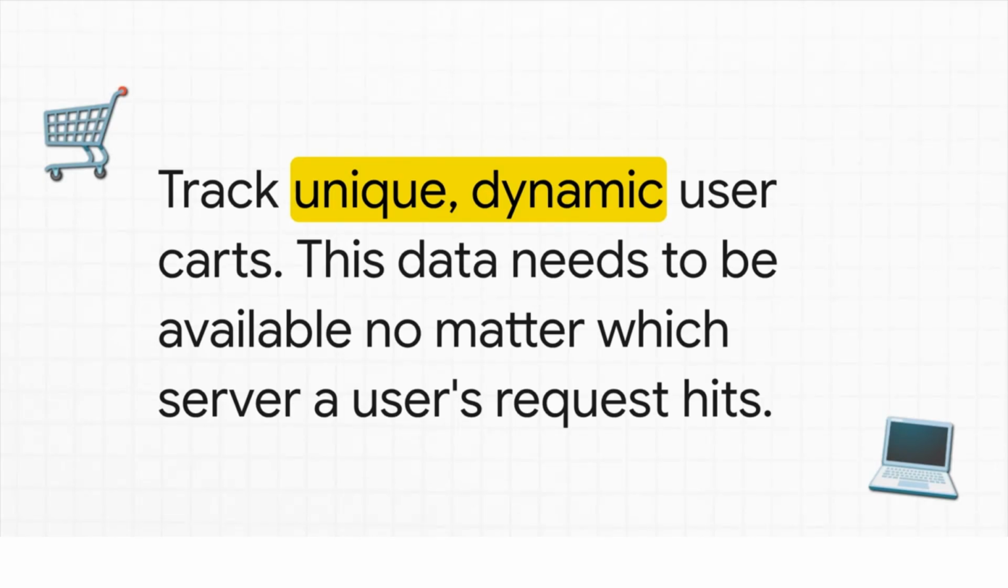Okay, now for problem number 2. Let's talk about a user's shopping cart. This is the complete opposite of a static menu. A shopping cart is totally unique to you. It's changing all the time as you add or remove items, and this is critical. It has to be the same no matter which of the company's servers your phone happens to connect to.